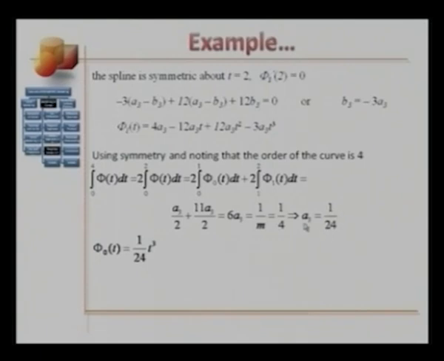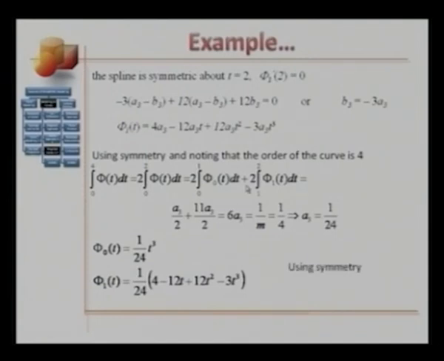We can substitute for a3 in phi 0 to get phi 0 of t is equal to 1 over 24 times t cubed, and phi 1 of t equals 1 over 24 times (4 minus 12 t plus 12 t squared minus 3 t cubed). Now, how about phi 2 and phi 3? Phi 2 was a piece of this polynomial spline in the knot span 2 and 3, and phi 3 is a piece in between the knots 3 and 4.